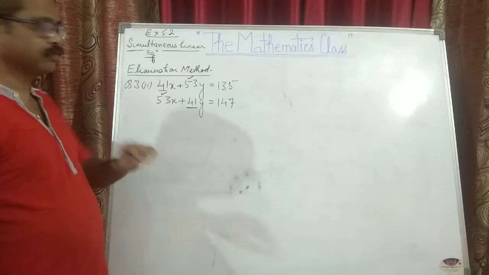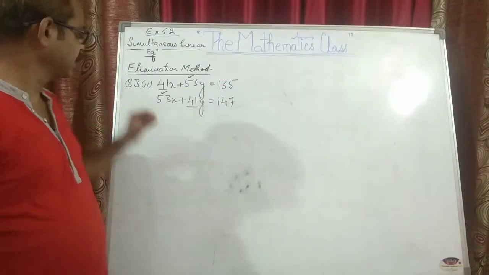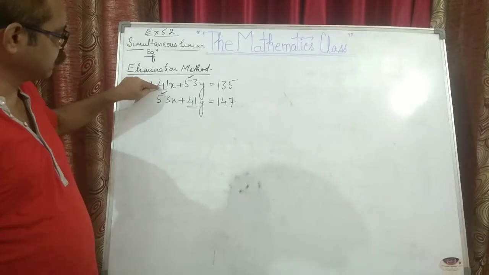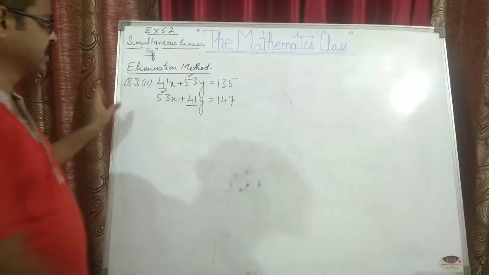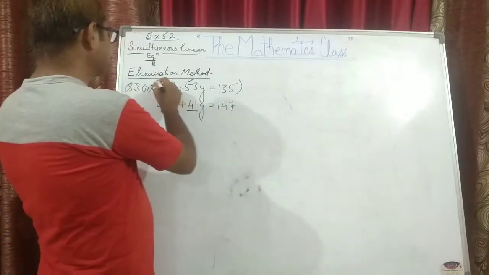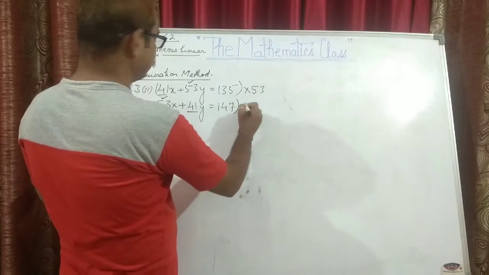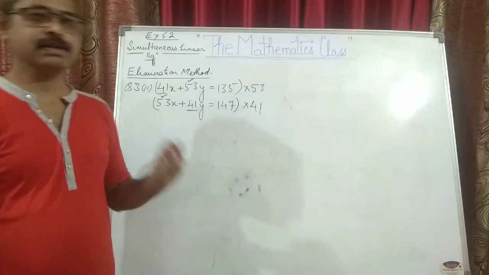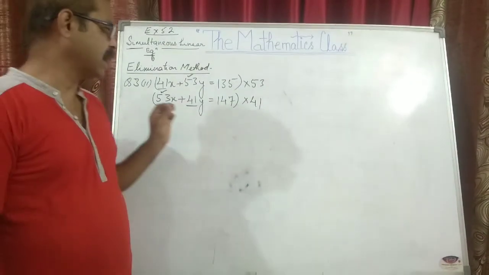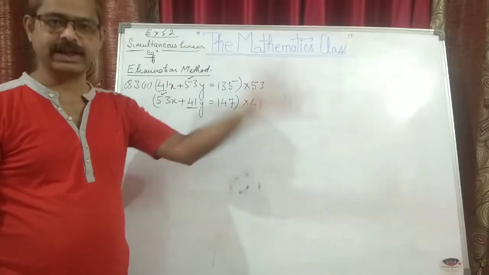So what you will do, in the first method or elimination method, we try to make the coefficients equal. What we can do is multiply this whole equation by 53 and the second equation by 41. Either we can multiply this whole equation by 53 or we can multiply the other by 41. But that is a big calculation, 53, 135, 147, 41. This is a big calculation.